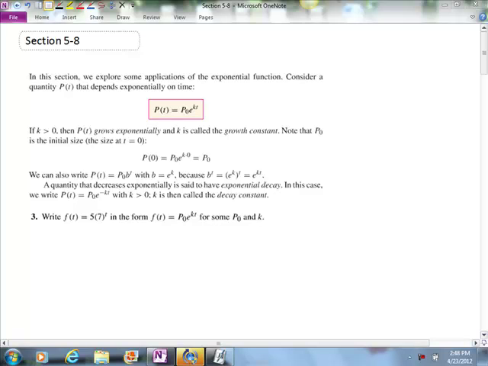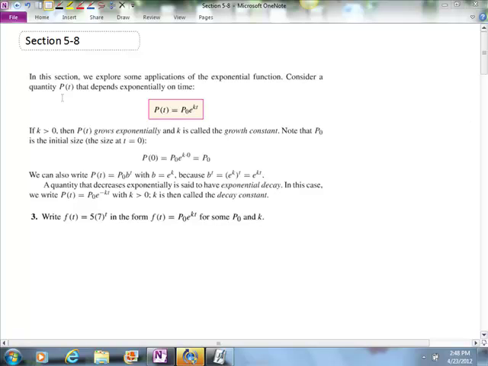Okay, we're looking now at section 5.8, and we're just going to go through the problems that are assigned in the homework along with the lecture notes. So it says, and I hope that you will print out a blank copy of this and fill in as you go along, trying to pay attention. It says, in this section we will explore some applications of the exponential function.